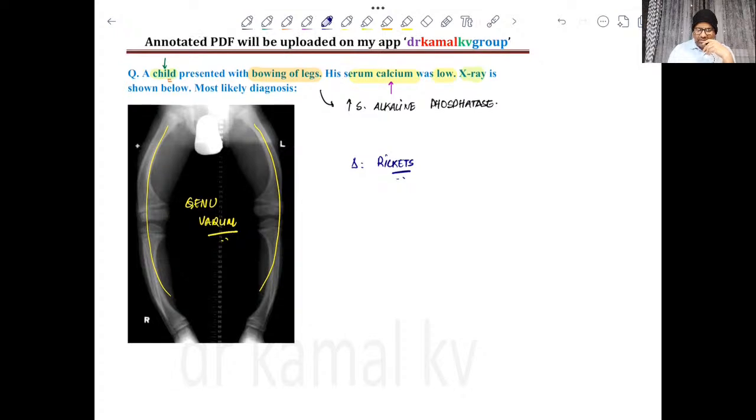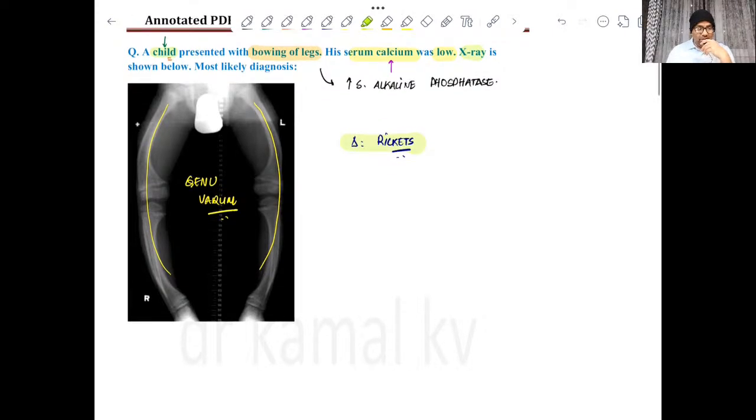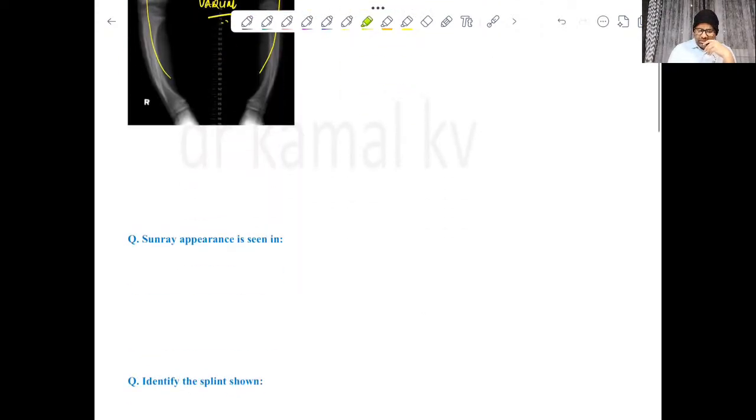So I think this question was one of the simplest ones we can ever expect, and we always say that rickets is a very important topic, as well as in the case of pediatric orthopedics, right? So this is rickets. Now the another question was extremely easy. I think no one can mark it wrong, even in a subconscious state of mind.